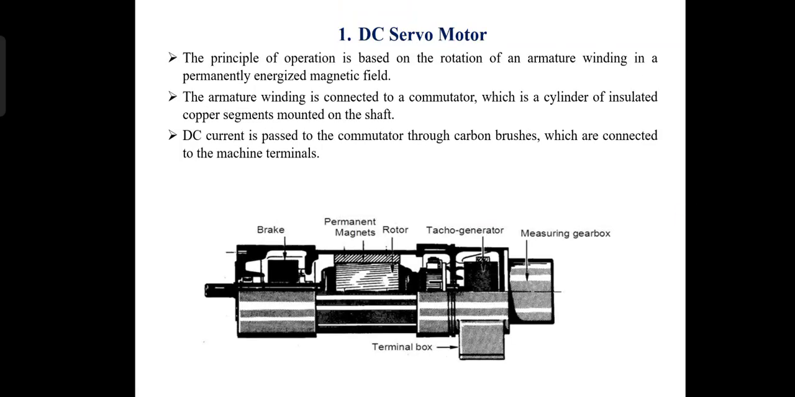We will discuss the DC servo motor. The principle of operation is based on the rotation of an armature winding in a permanently energized magnetic field. The armature winding is connected to a commutator, which is a cylinder of insulated copper segments mounted on a shaft. DC current is passed to the commutator through carbon brushes which are connected to the machine terminals. Here you can see the brake system, the permanent magnet or rotor, the terminal box and the measuring gearbox.